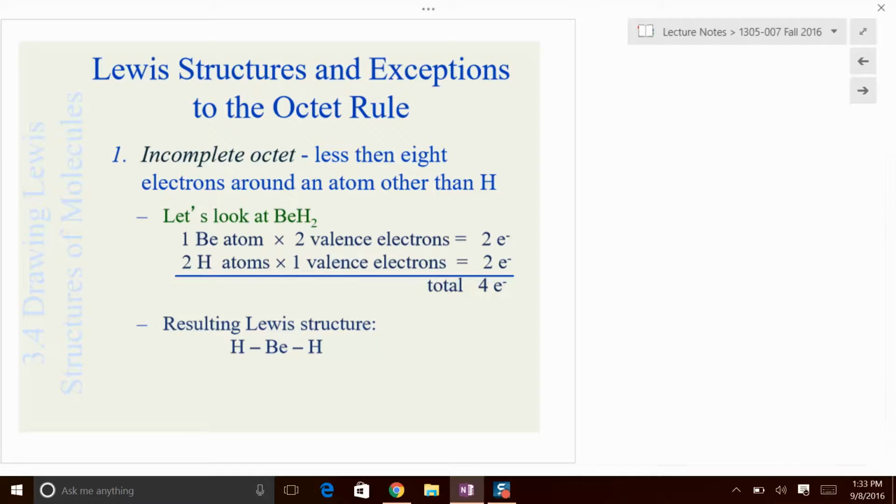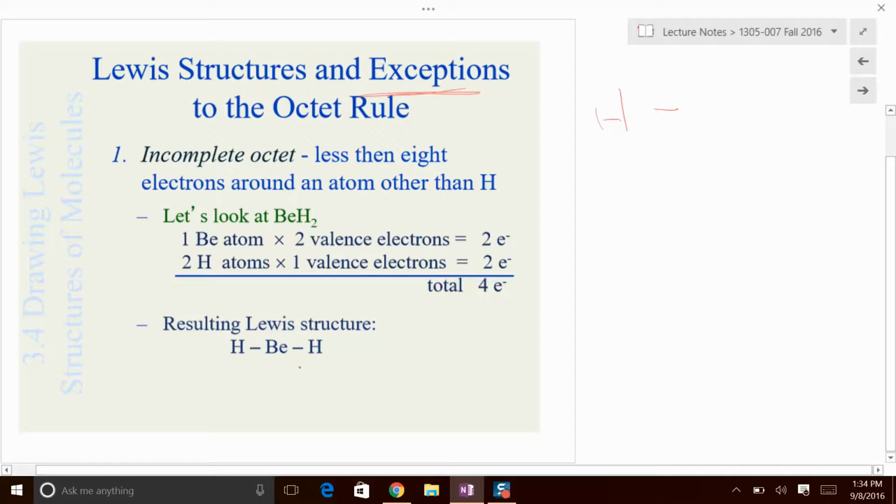Okay. There are some exceptions to the octet rule. We already talked about one of them, hydrogen. Hydrogen can only have a single bond because it can only hold 2 electrons. There are 2 others. Beryllium is the other one. Beryllium only has 2 valence electrons, so it can only share 2 electrons. It can spread its electrons out and make 2 individual bonds from those electrons and share them with something else, like hydrogen.